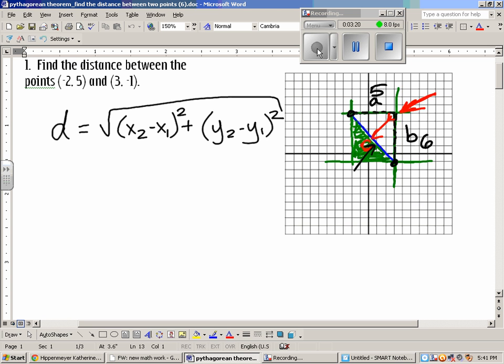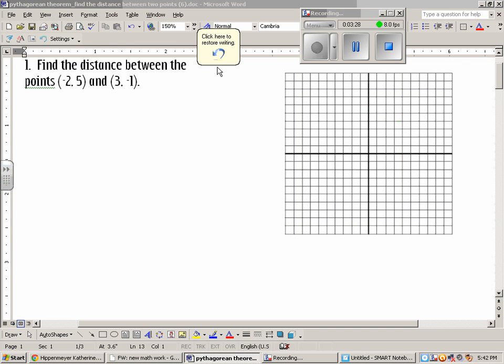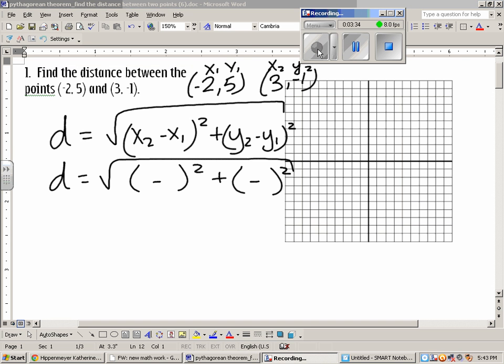I'm going to label my 2 points. So I have (-2, 5), and I have (3, -1). So I'm going to label this x1. I couldn't get it to come back, so I just rewrote it so it might look different, and I added a little bit.